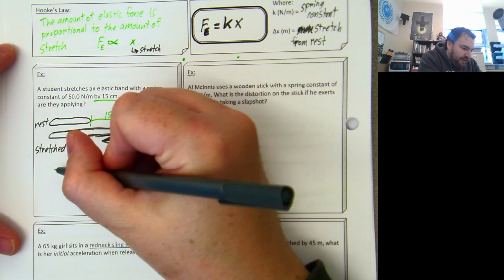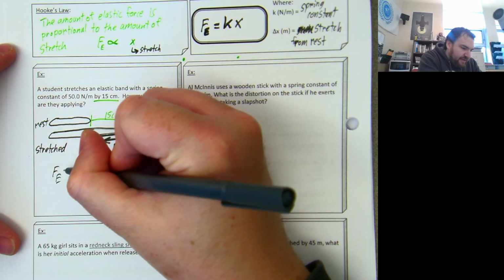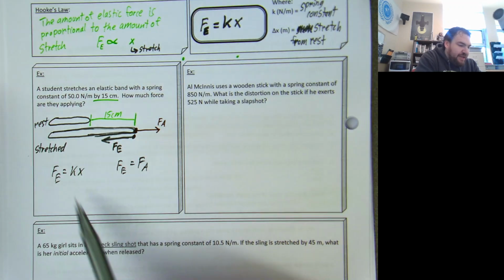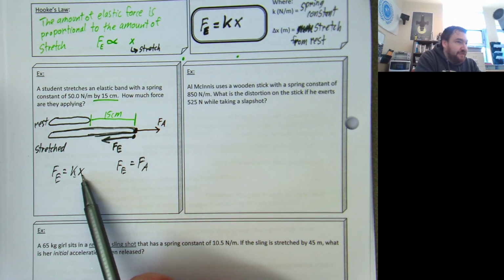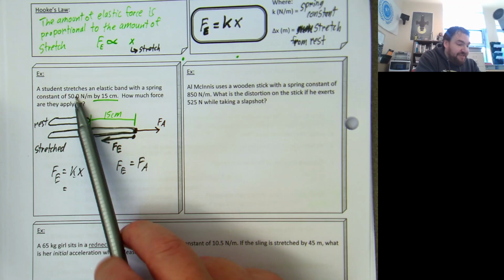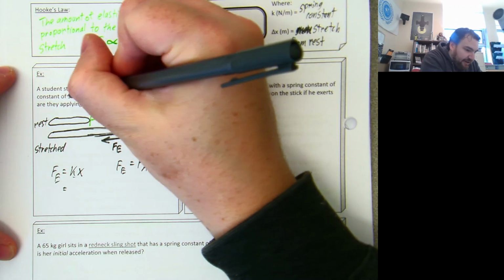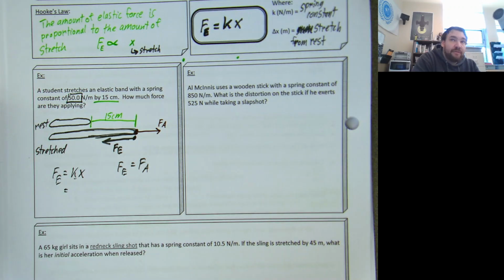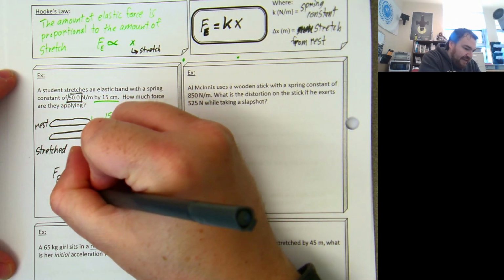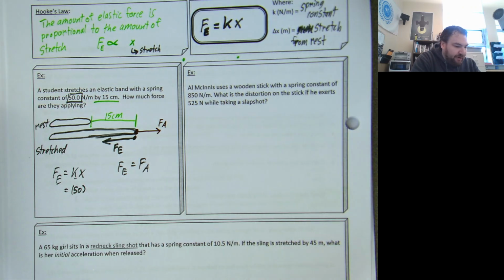Well, let's go over here. The elastic force for every elastic starts here. We know that an elastic force is equal to the spring constant times the amount of stretch on the spring. We are told what the spring constant is. This right here is our value for k. So we are going to have a k of 50 newtons per meter.